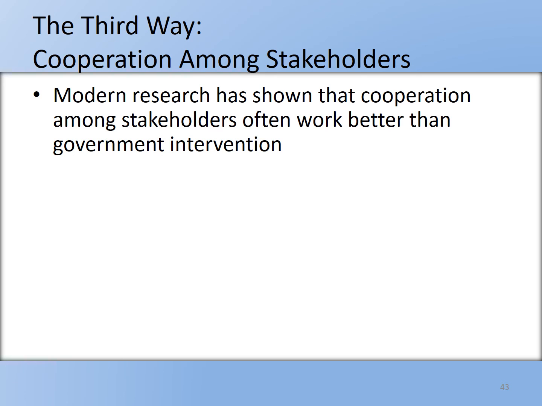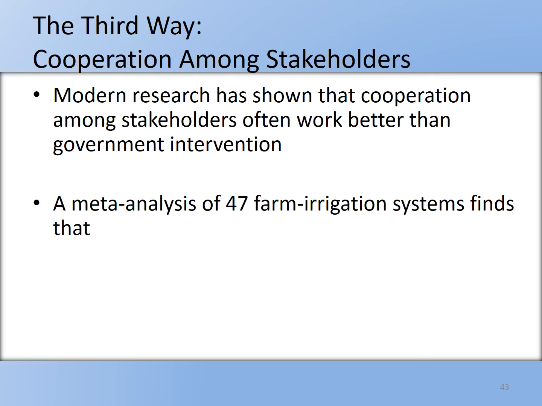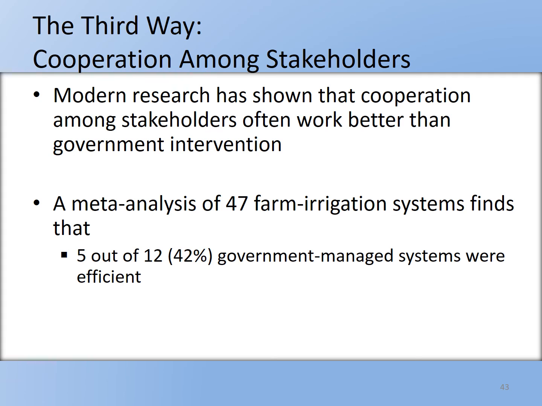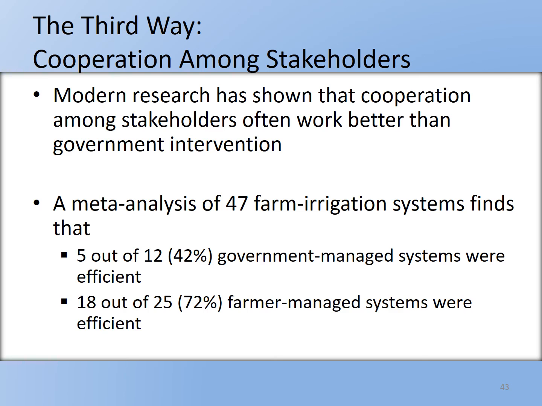Modern research has shown that cooperation among stakeholders often works better than government intervention. So a meta-analysis of 47 farm irrigation systems finds that, so meta-analysis is like a study of different studies, based on many studies, it was found that 5 out of 12 government-managed systems were efficient, that's 42%. 18 out of 25 farmer-managed systems were efficient, that's 72%.